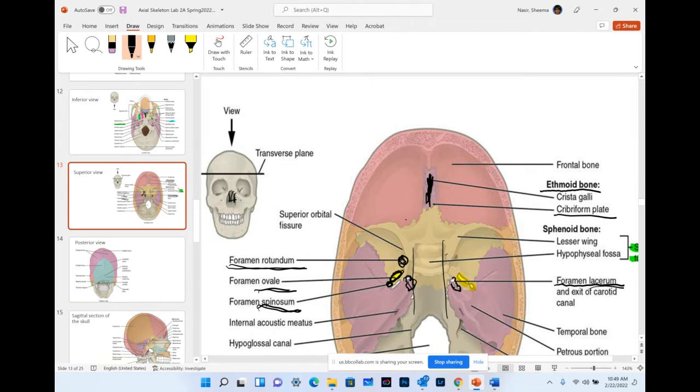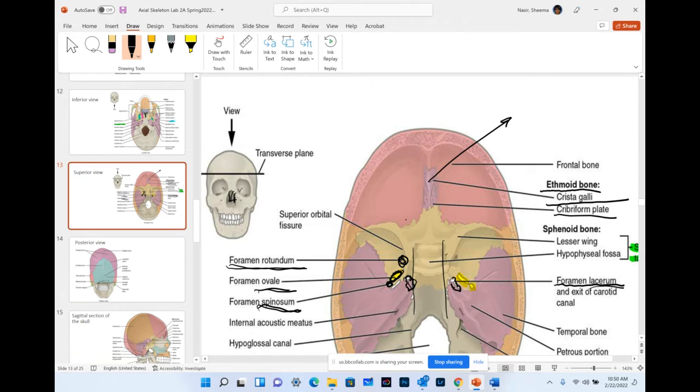It is a sharp ridge. If you slide your finger on top, you can feel it. That sharp ridge is called crista galli. Now, it is very important to know the parts and what bone they belong to. So they may ask you, name this structure at the pointer. You are going to say crista galli.